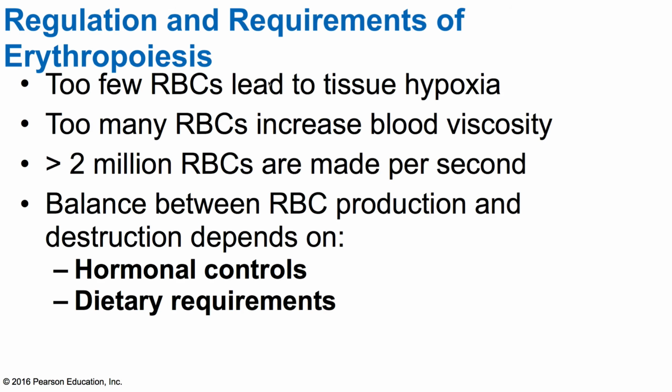Looking at the regulation and requirements for erythropoiesis, if our body is not producing enough red blood cells, it leads to a condition called hypoxia. And in hypoxia, the tissues in our body are not receiving enough oxygen. On the other hand, if our body is making too many red blood cells, then our blood gets too thick, so the viscosity increases. So why is this bad?